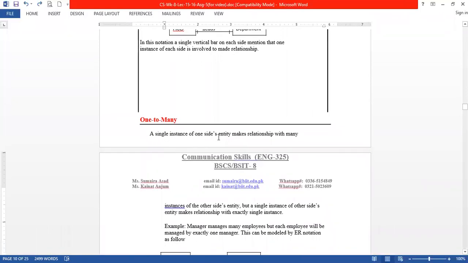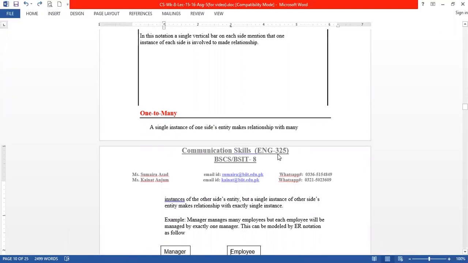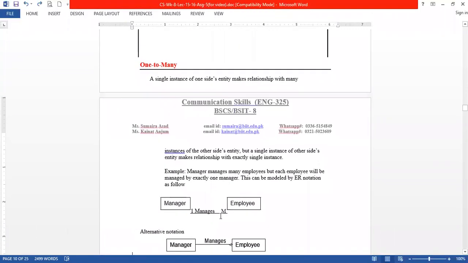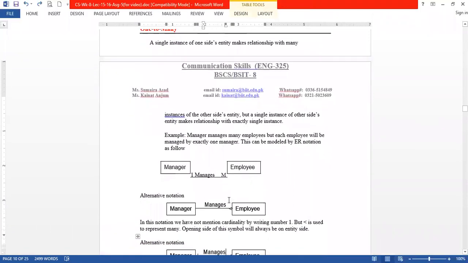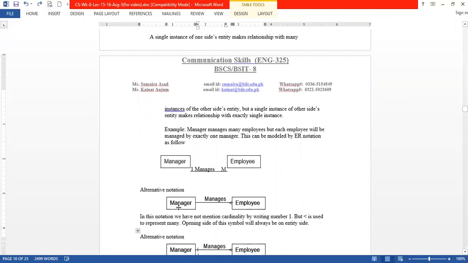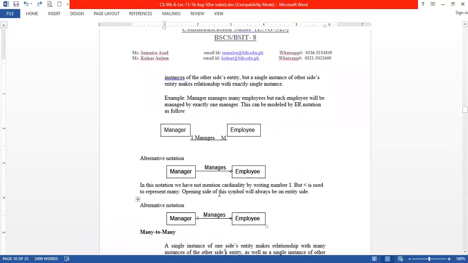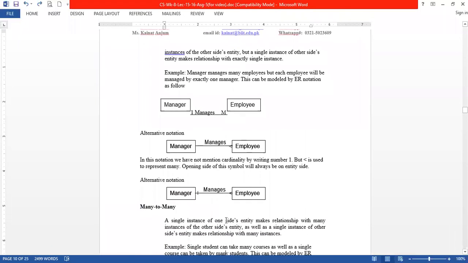Now, a single instance of one side entity makes the relationship with many instances of the other entity. So that means one to many relationship. One manager has many employees and is managing a number of employees. One student is taking a number of courses. That is also one to many relationship. So these are examples of one to many relationships, and these are the symbols that we can use for one and many.